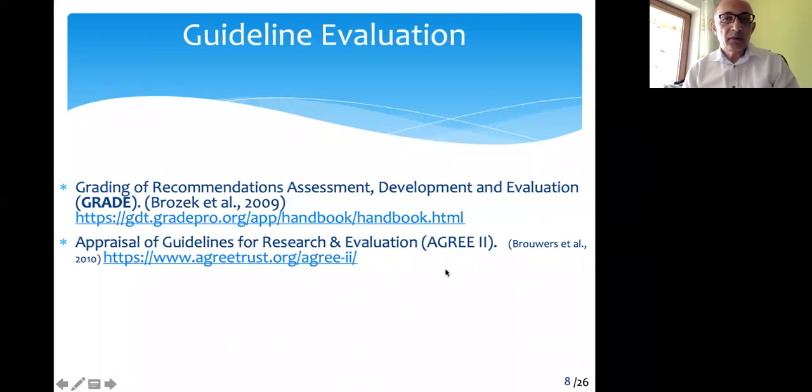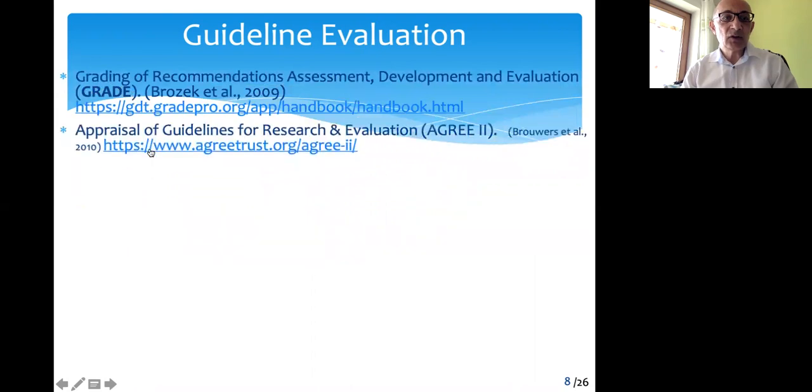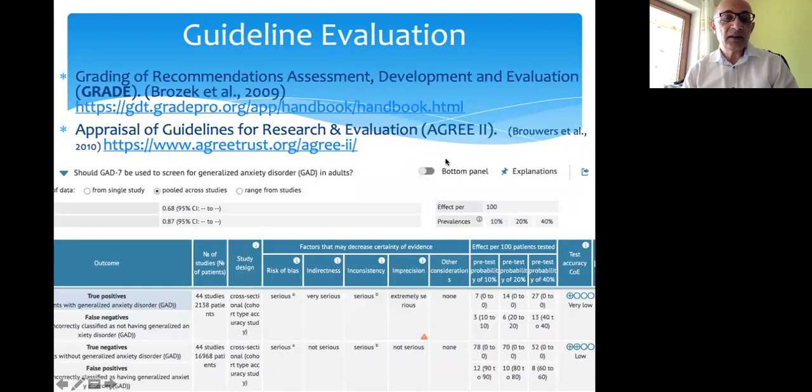Once we have a guideline, there is the question to appraise it, to critically review and tell whether this guideline is appropriate or not. For the purpose of guideline evaluation, we have different tools, namely the GRADE tool and the AGREE instrument.